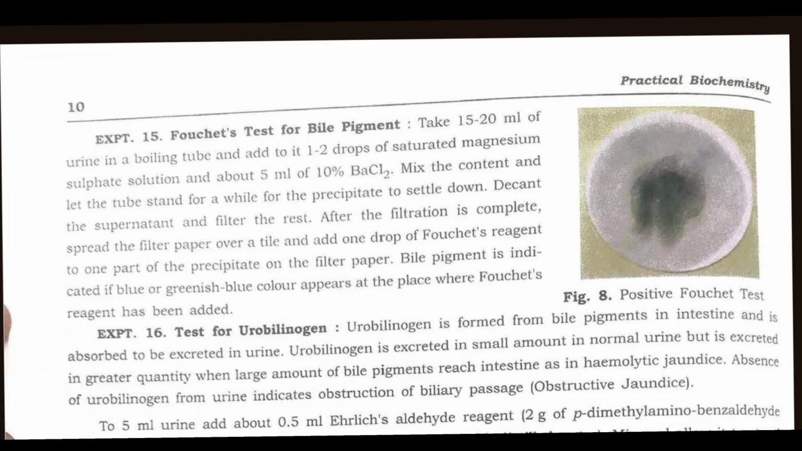After the filtration is complete, spread the filter paper over a tile and add 1 drop of Fouchet's reagent to the precipitate on the filter paper. Bile pigment is indicated if blue or greenish blue color appears at the place where Fouchet's reagent has been added.